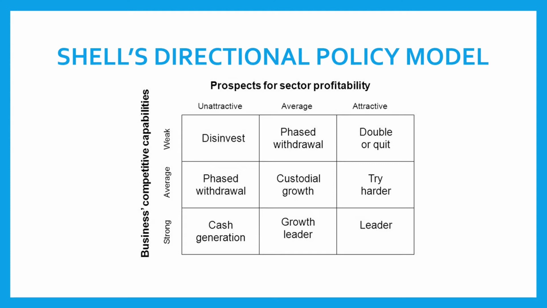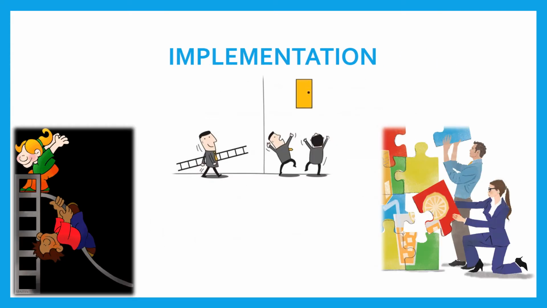The vertical axis represents the company's competitive capability, graded in three classes, that is weak, average and strong. The horizontal axis represents the business sector prospects of profitability, which are categorized into unattractive, average and attractive. And in each cell, the fate of every combination is mentioned, which varies from leadership to divestment. Other matrices, like the BCG matrix, have already been discussed in the class.